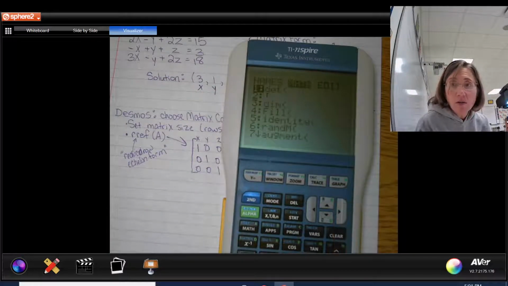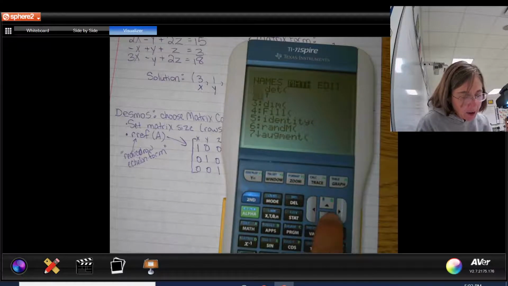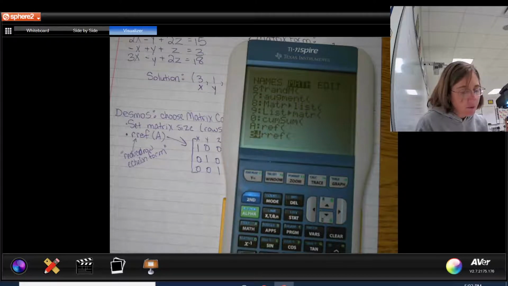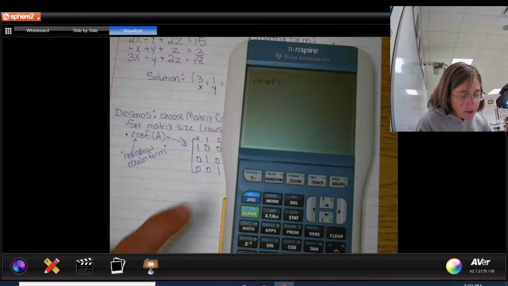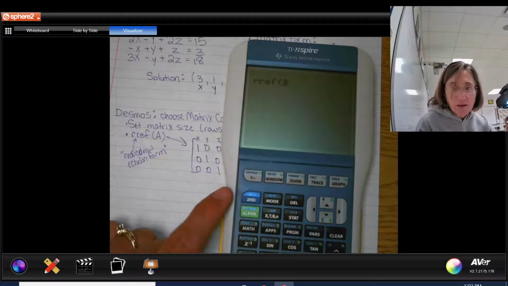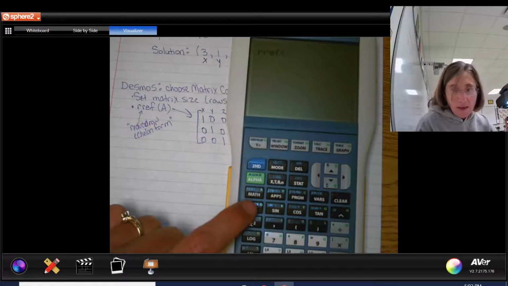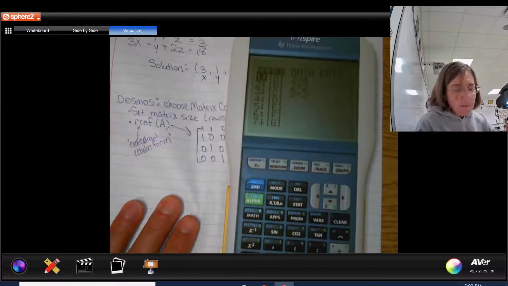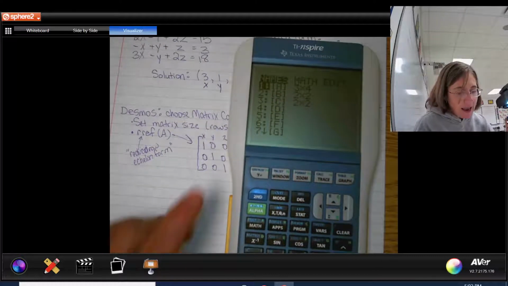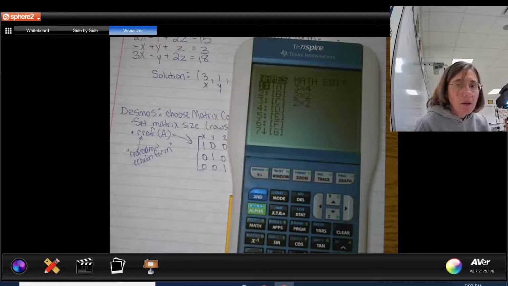So I'm going to go over to the math column, and then I'm going to go down until I can find RREF, Reduced Row Echelon Form, choice 8 there. So I'm going to hit enter. Now it opened up a parentheses for me, so it wants me to tell it which matrix to use. So I want matrix A, so I have to go back in that matrix menu. So I have to use second and then matrix again, pull up that menu, and I want matrix A. That's the one where I have my data. So I'm going to choose option 1, which puts an A in my parentheses there.